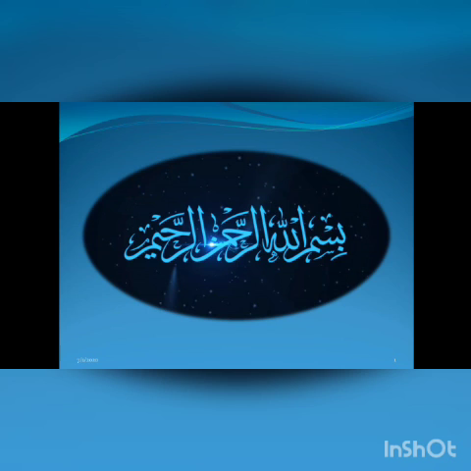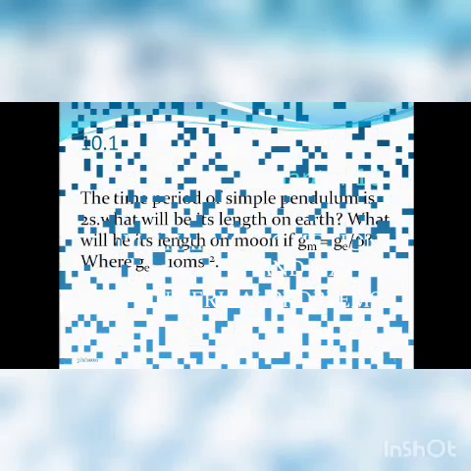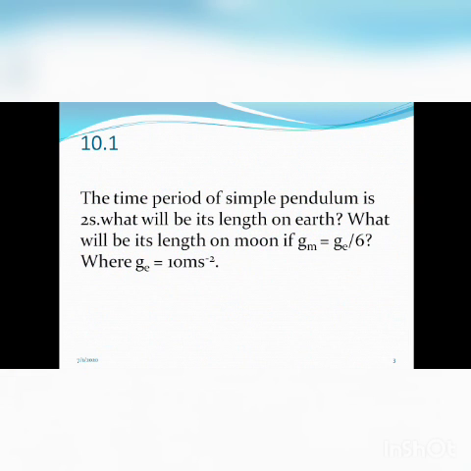Today we will discuss numerical problems of chapter number 10, Simple Harmonic Motion and Waves. Okay, let's start. Numerical 10.1. The time period of a simple pendulum is 2 seconds. What will be its length on Earth, and what will be its length on the Moon if gm is equal to g by 6, where ge is equal to 10 meter per second square?